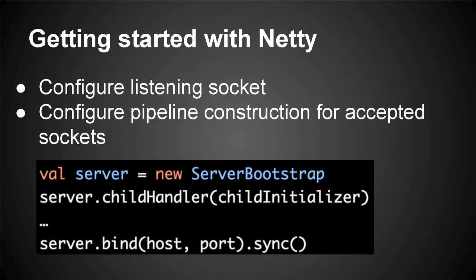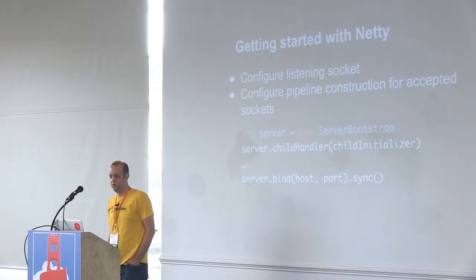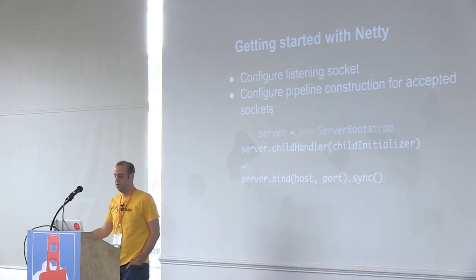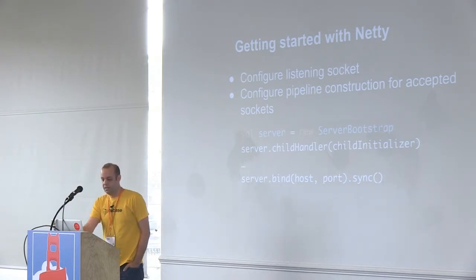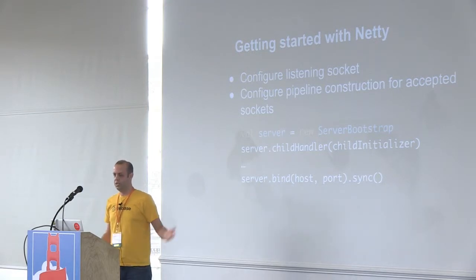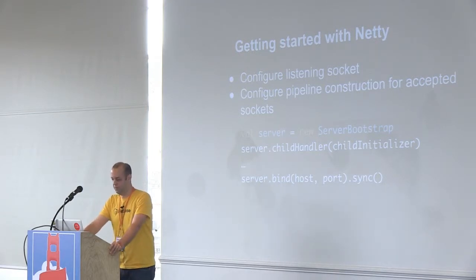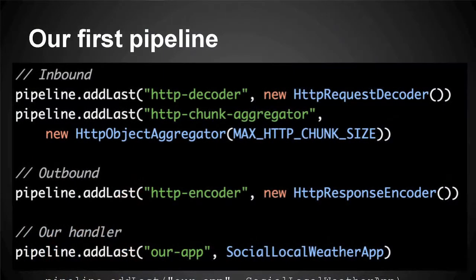So our first Netty application is going to have two main pieces of configuration. This here is an abbreviated version of just setting up a server. It's going to look a little bit familiar to those of you that have done socket programming before. We're binding to a host and port. And the second line there is telling Netty that when you get a new channel, use this thing to figure out what the pipeline is going to be for it. And that's the interesting part. So here's our first pipeline.